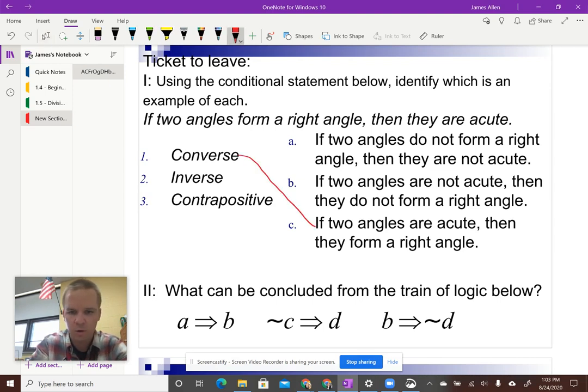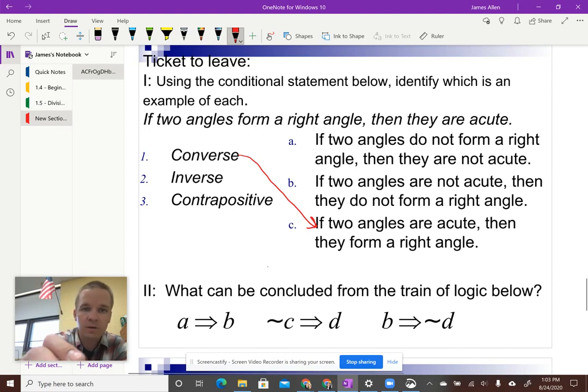And you might be like, well, what if they're like 30 and 20 degrees? That doesn't form a right angle. That is correct. So this is not a true statement. It is the converse of the statement, but it does not hold true. Inverse, we're going to negate both. So if 2 angles do not form a right angle, then they are not acute.